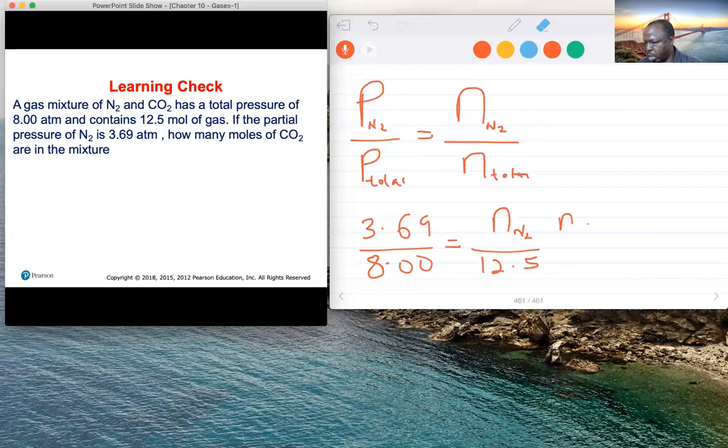This is nitrogen here. This implies that N2 is given by 3.69 times 12.5 over 8.00 to find the number of moles of nitrogen. 3.69 times 12.5, and this gives me 46.125 divided by 8, and I get 5.765. These are the number of moles.